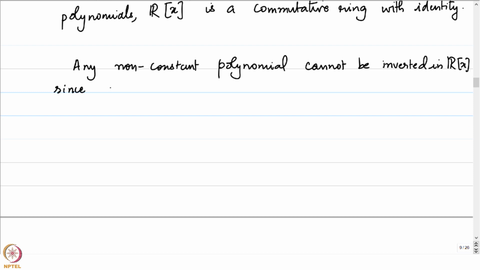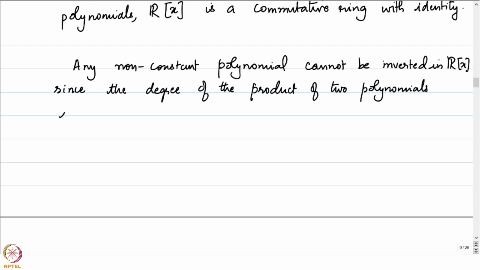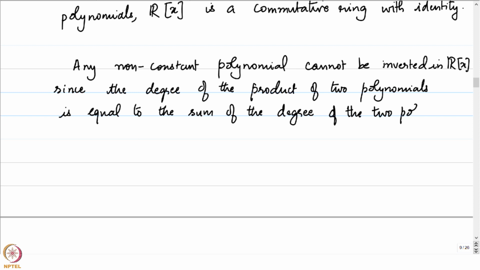So let me just note that down. Since the degree of the product of two polynomials is equal to the sum of the degrees of the polynomials, and the degree is always a non-negative number, non-constant polynomials can never have an inverse. Alright, so this is a commutative ring which is not a field.